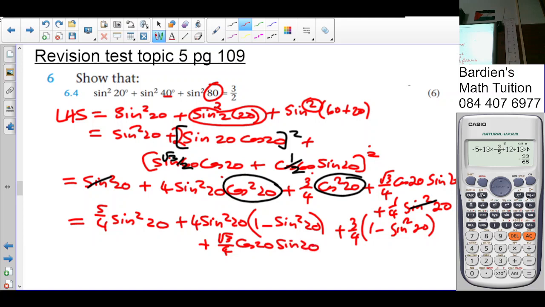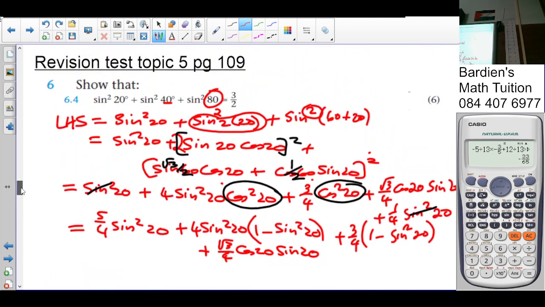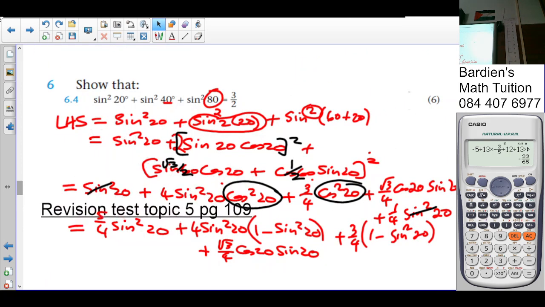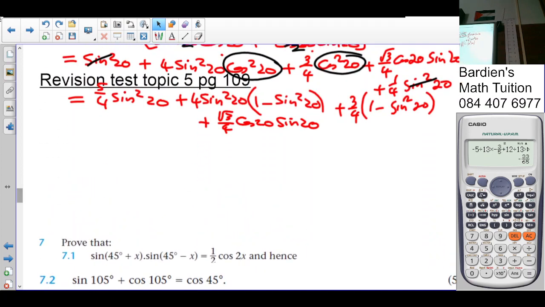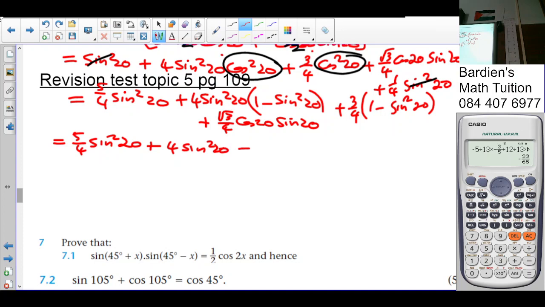Okay, so what I'm going to do now is get rid of the brackets by multiplying in. So it's 5 over 4 sine squared 20 plus 4 sine squared 20 minus 4 sine to the fourth 20, plus 3 over 4 minus 3 over 4 sine squared 20.